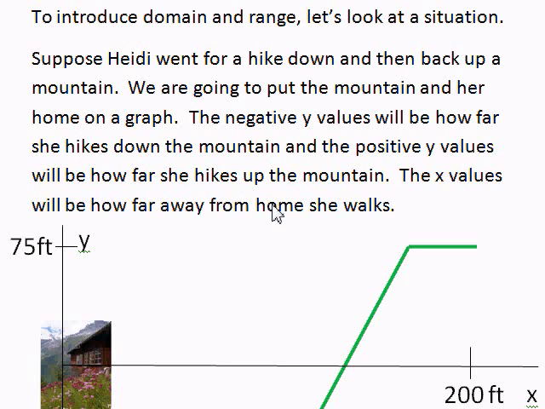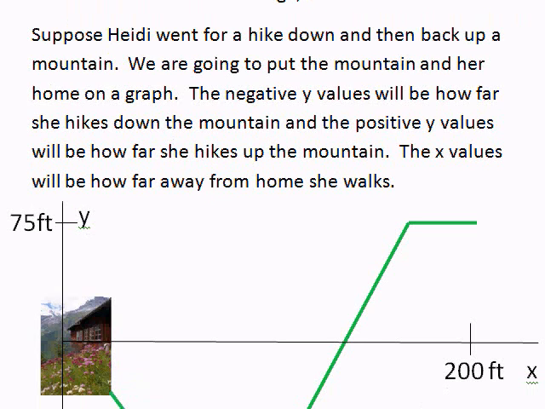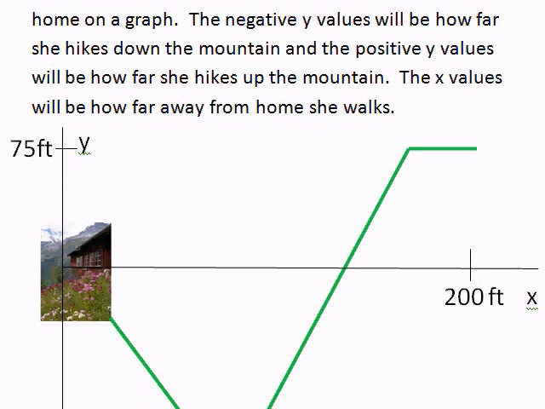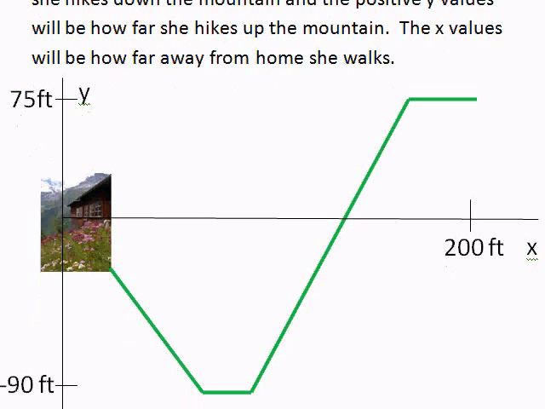To introduce domain and range, let's look at a situation. Suppose Heidi went for a hike down and then back up a mountain. We're going to put the mountain in her home on a graph. The negative y values will be how far she hikes down the mountain. The positive y values will be how far she hikes up the mountain. The x values will be how far away from home she walks.